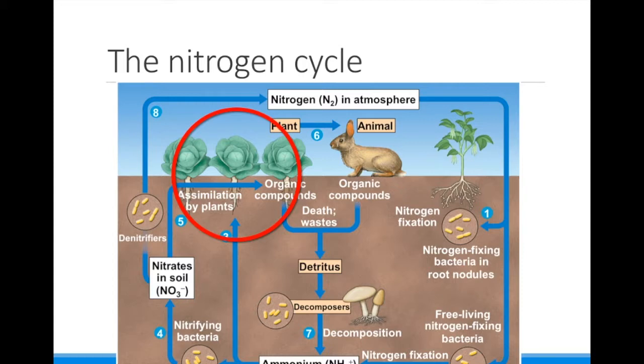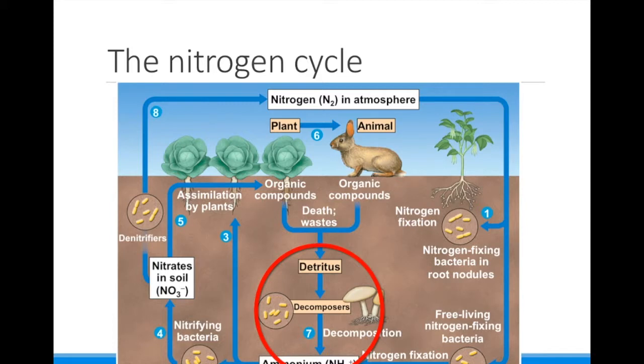Some of the ammonium in the soil gets exposed to another type of bacteria called nitrifying bacteria. These nitrifying bacteria turn ammonium into nitrates, NO3-. Plants can also use nitrates. They can use these nitrates and absorb them to build their bodies. Animals then eat the producers and use the nitrogen they get from the producers to build their bodies.